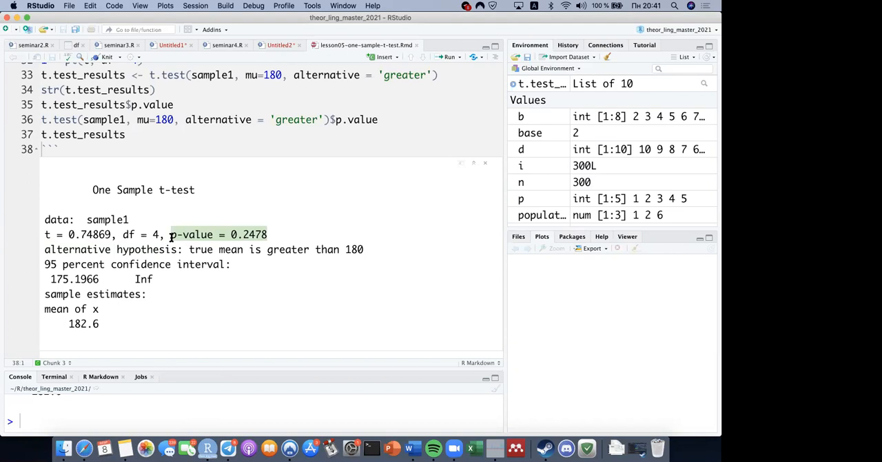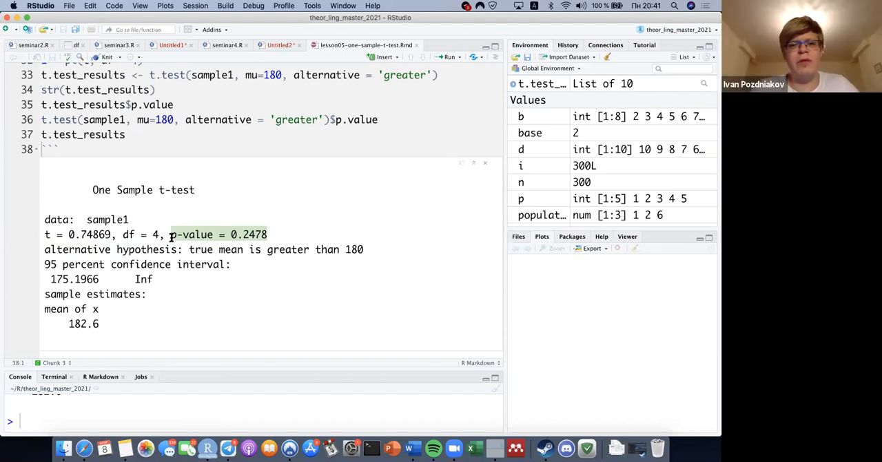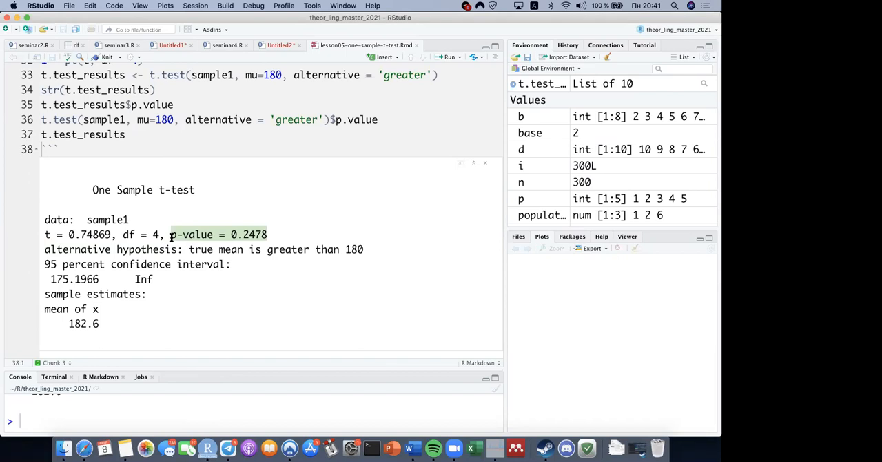It's too high, probably. The probability. What do you mean actually by too high probability? I mean, what does it mean in reality for you? The probability to get this result, if the null hypothesis holds, I mean, if our average is really 180.